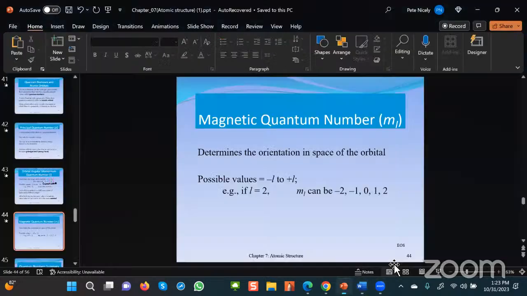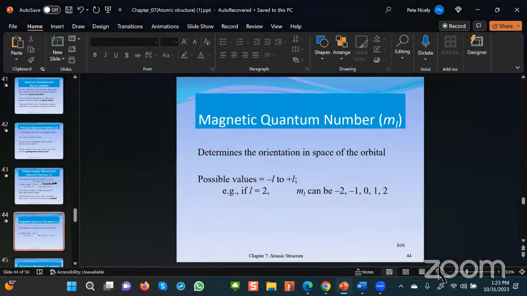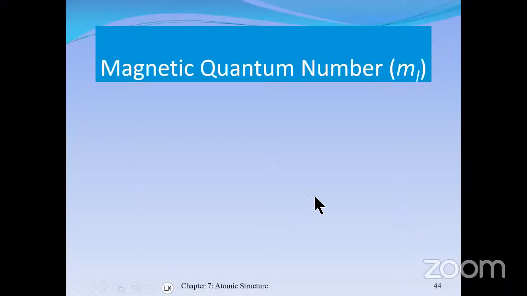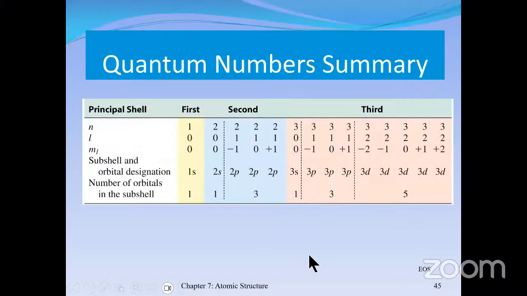Okay, going back to the PowerPoint. So to summarize what we have just talked about, this is the result. N can have values from 1 to infinity. This is just dealing with the first 3 shells, right? If N is equal to 1, then the only possible value of L will be 0, and therefore the only possible value of the ML value will be 0. So as far as the subshell is concerned, we designate 1s.